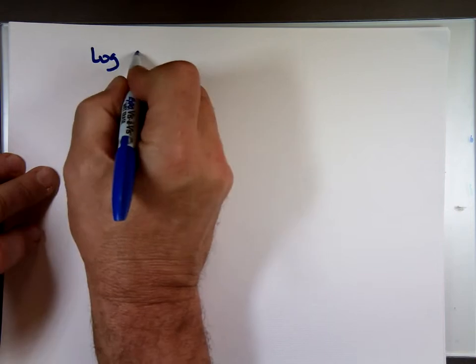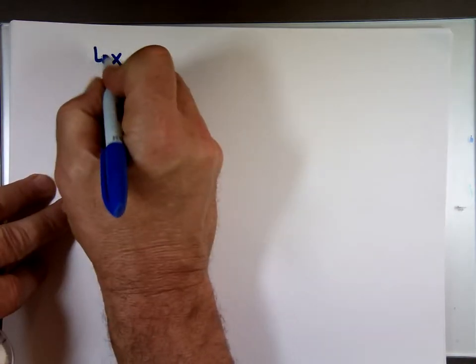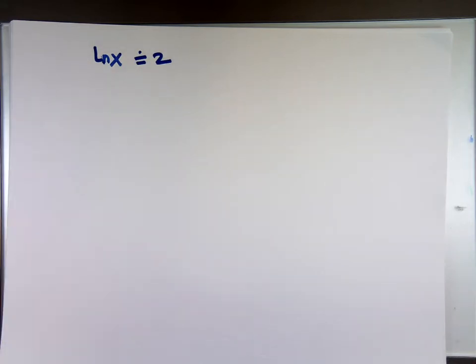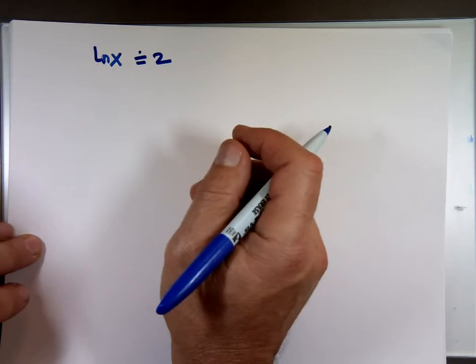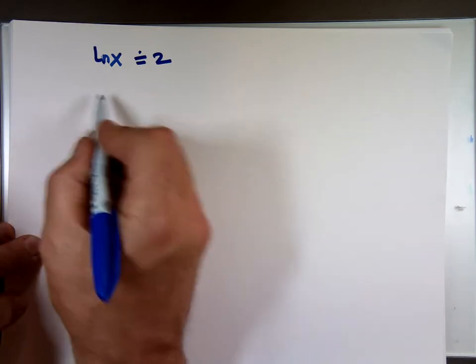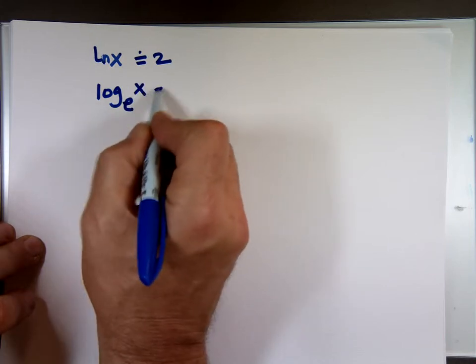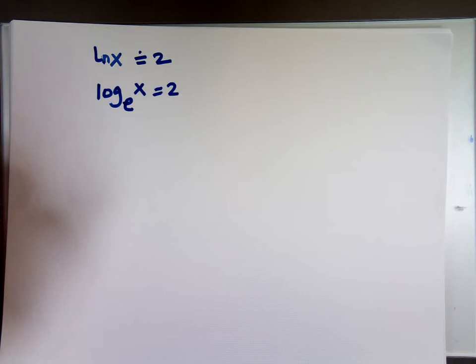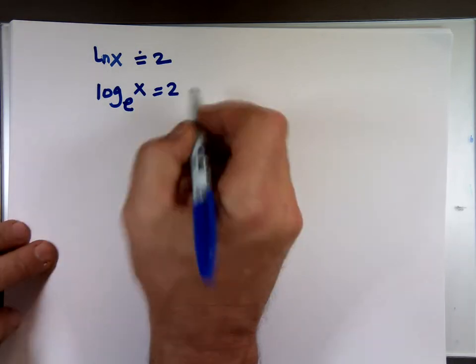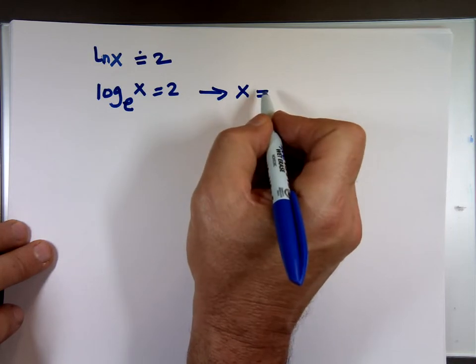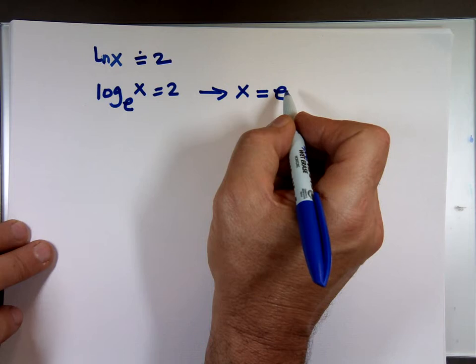ln of x equals 2. What is x? Now, if you remember what the definition of ln means, log base e of x equals 2. And if we use rule number 3 from last class, it says the number, which is in this case x, should be the base. What's my base here? e raised to what power? 2.